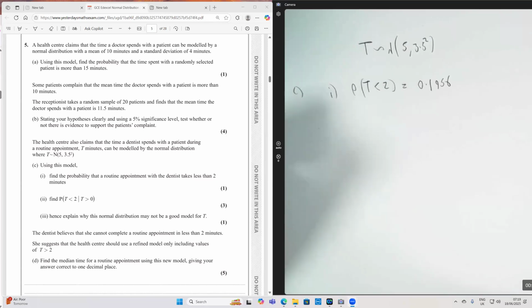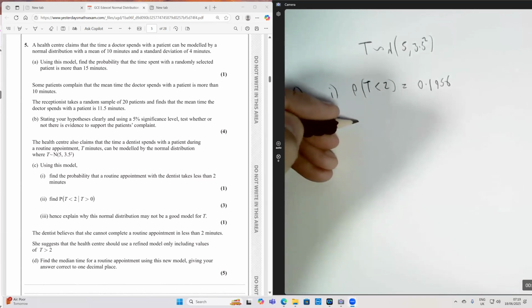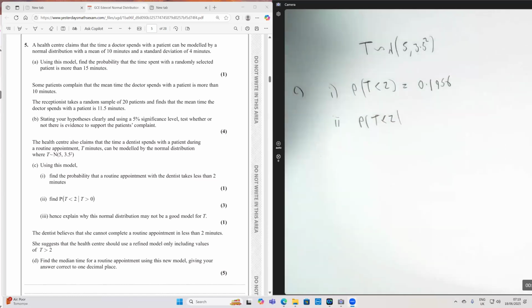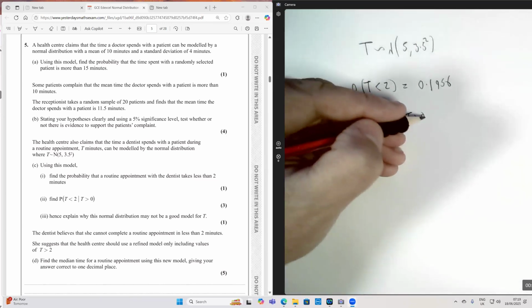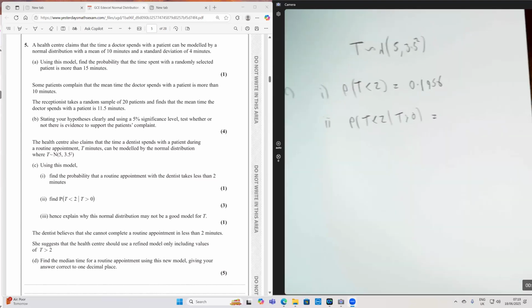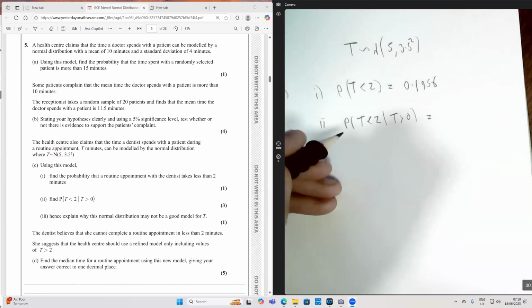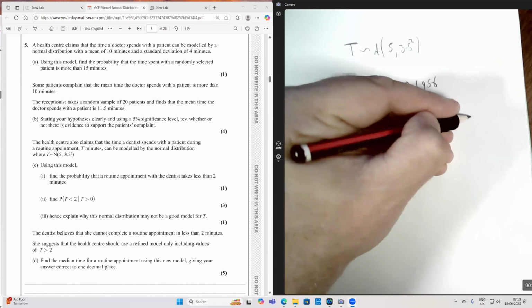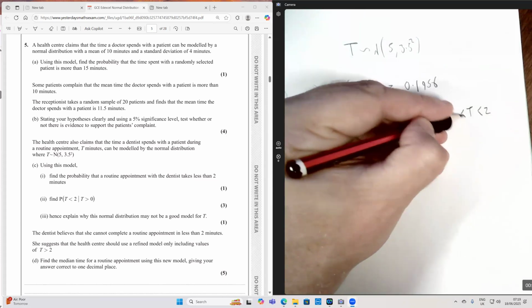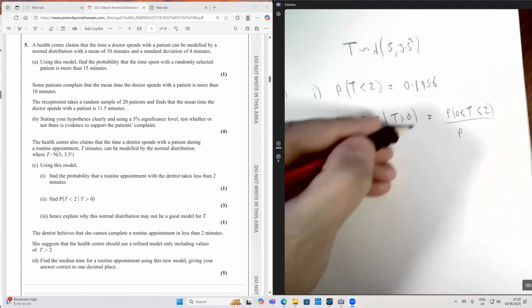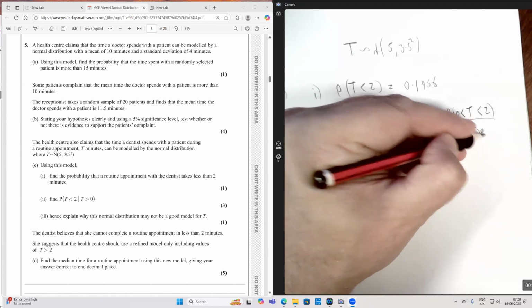Now this next bit's interesting. It says find, and this is a very common feature of these normal distribution questions, the probability that the time that the dentist spends with a patient is less than 2 minutes, given that the time is greater than 0. Now remember, we've said this before, that when we have this conditional probability, the denominator becomes the reduced sample space. So we've got the probability that the time is less than 2, given that it's greater than 0. In the numerator is the probability of t is less than 2 but greater than 0, but it's over the denominator, the probability that t is greater than 0.